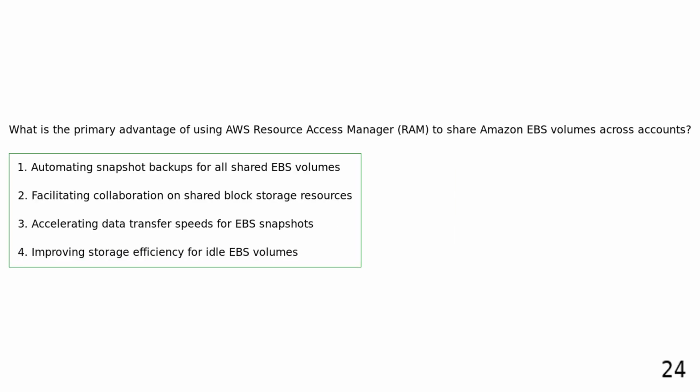What is the primary advantage of using AWS Resource Access Manager to share Amazon EBS volumes across accounts? Automating snapshot backups for all shared EBS volumes. Facilitating collaboration on shared block storage resources. Accelerating data transfer speeds for EBS snapshots. Improving storage efficiency for idle EBS volumes. Sharing Amazon EBS volumes via AWS RAM enables collaboration on shared block storage resources, allowing multiple accounts to leverage the same volumes for storage while maintaining control over access permissions and data security.